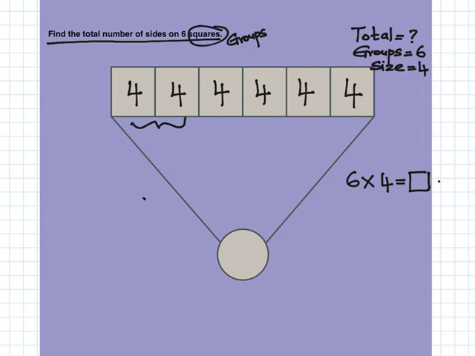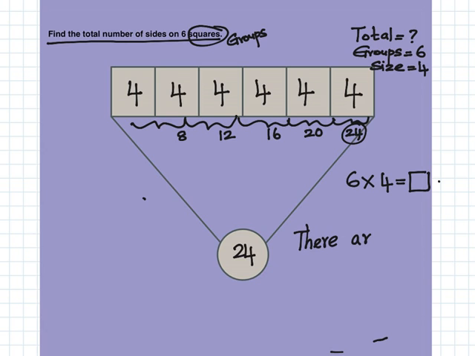Let us add to find out the total. 4 plus 4 is 8, 8 plus 4 makes 12, 12 plus 4 makes 16, 16 plus 4 makes 20, 20 plus 4 makes 24. Write in the total 24 in the circle. And we are now done with the tape diagram. Let's move on to the statement. Find the total number of sides on 6 squares. The statement is, there are 24 sides on 6 squares. Period.